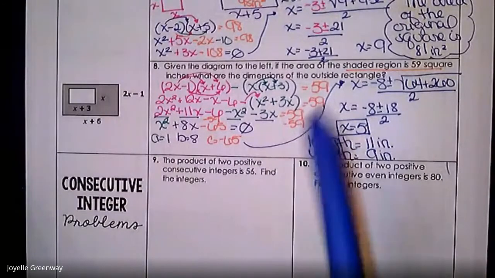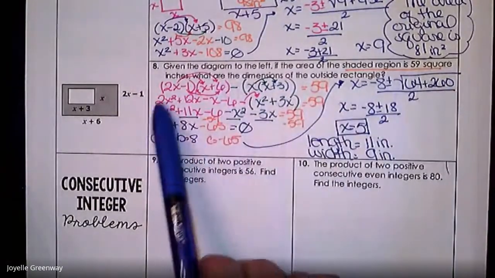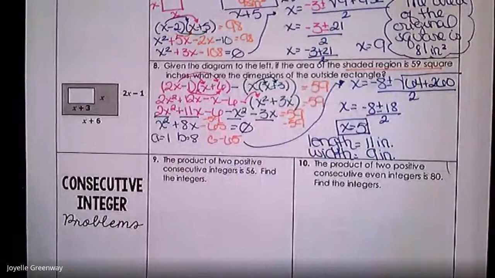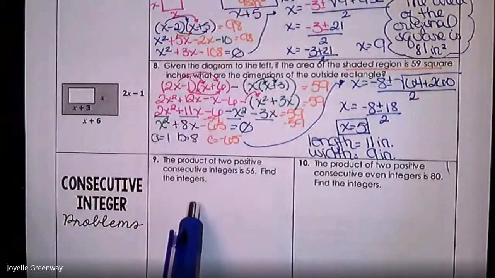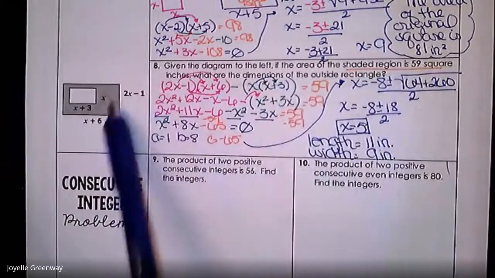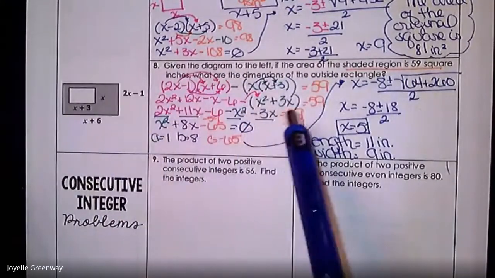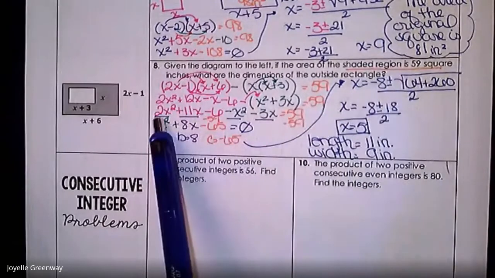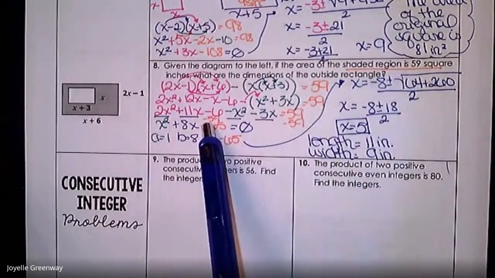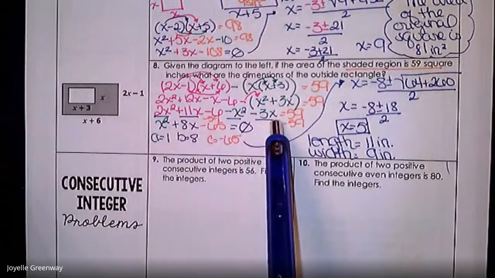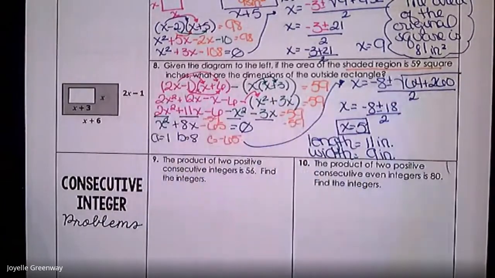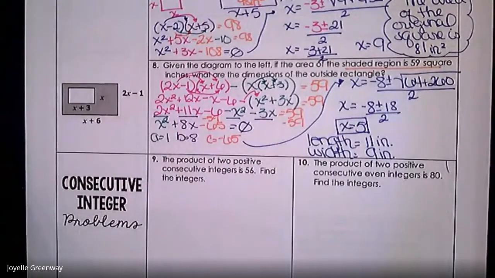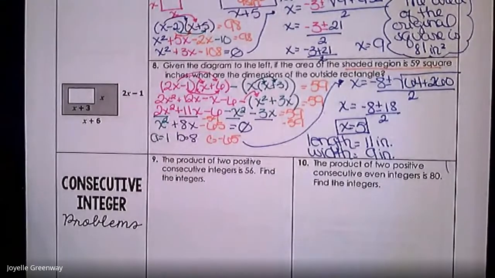So this is putting everything that we have done in this unit all together in order to solve a problem. We have our FOIL method here from getting the area of a rectangle. And then we combine like terms. We get everything onto one side so that we can solve the quadratic. And then we solve it, which leads us into answering the question, which is what algebra is all about, using what you know to solve a problem.